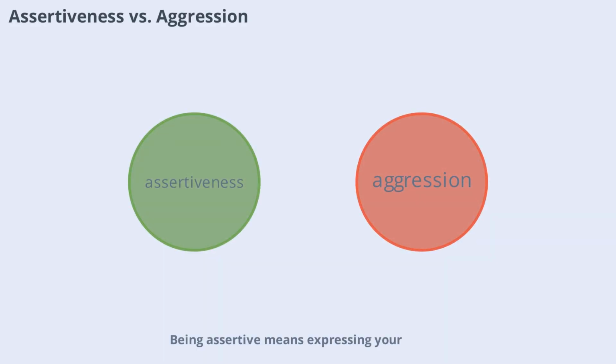Being assertive means expressing your needs and opinions clearly and respectfully. It's different from being aggressive, which involves trying to dominate or control others. Assertiveness helps you stand up for yourself while still respecting others, making it a valuable skill in conflict resolution.